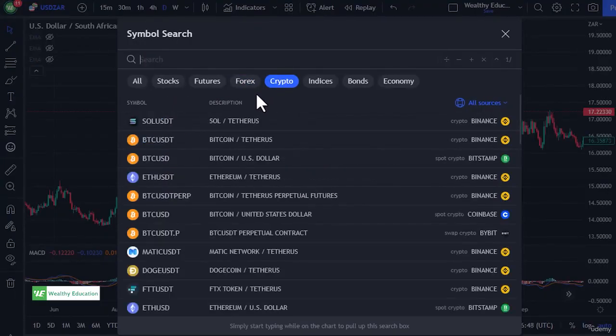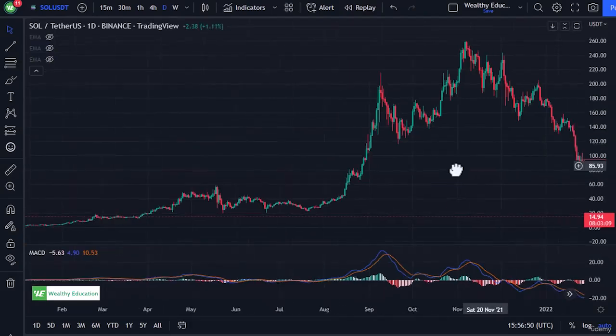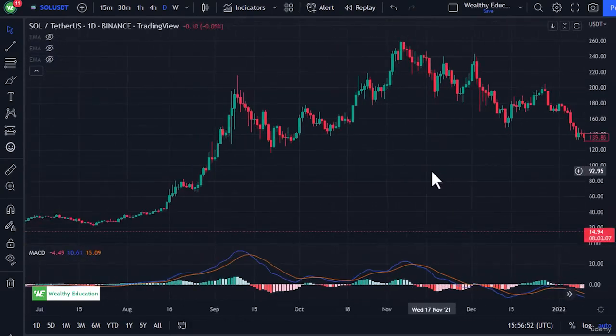Let's go ahead and go into the crypto world here. We'll do Solana. So overbought condition right there. You started selling.